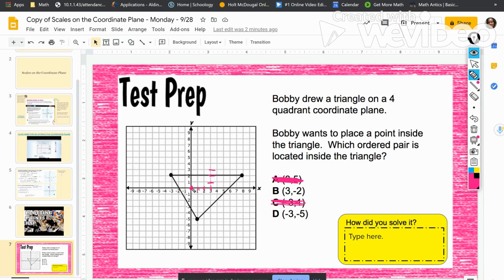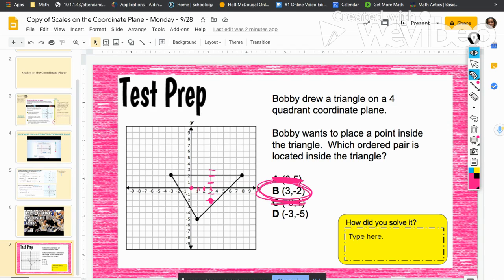Okay, and then I have 3, -2. So I'm going to start my origin, go to 3, 1, 2, 3. Now this 2 is negative, so I'm actually going to be going down. So I'm going to say 1, 2, and look, that's inside the triangle. That's what we're looking for. For the last one was B, B as in boy.